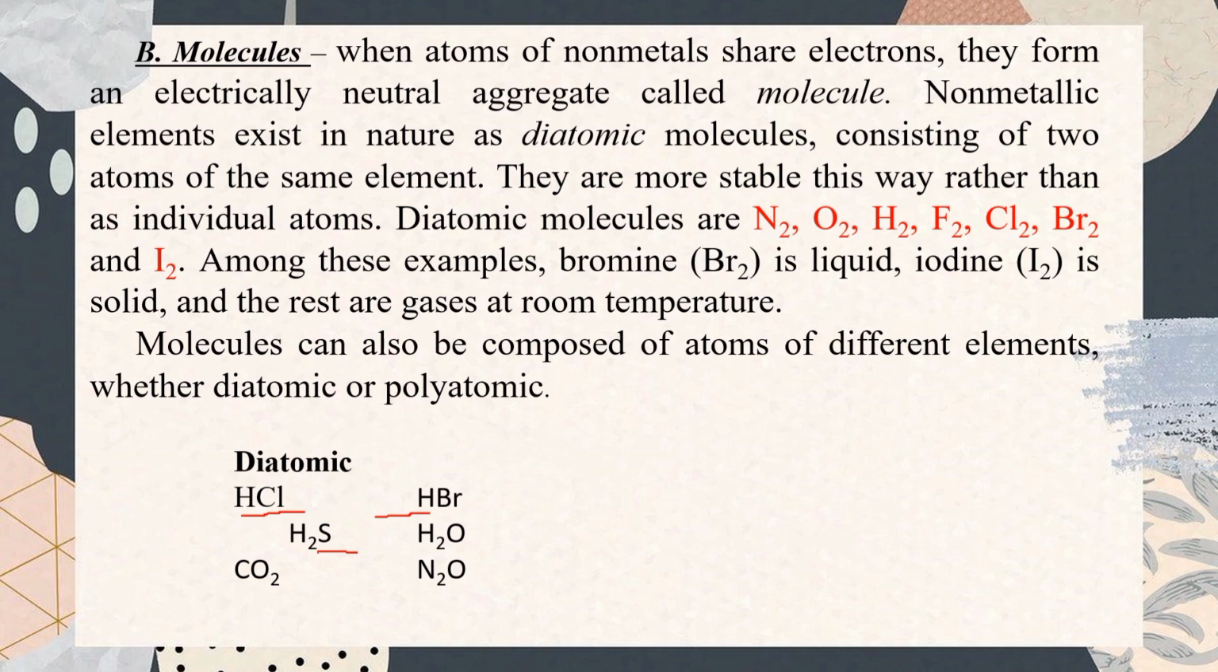Of course, under diatomic molecules, we have H2O, commonly known as water. Water is dubbed as the universal solvent. We also have CO2, or carbon dioxide. Carbon dioxide occurs naturally in Earth's atmosphere as a trace gas. And we also have N2O, which is called nitrous oxide. Nitrous oxide is a colorless, sweet-tasting gas. It is also known as laughing gas.